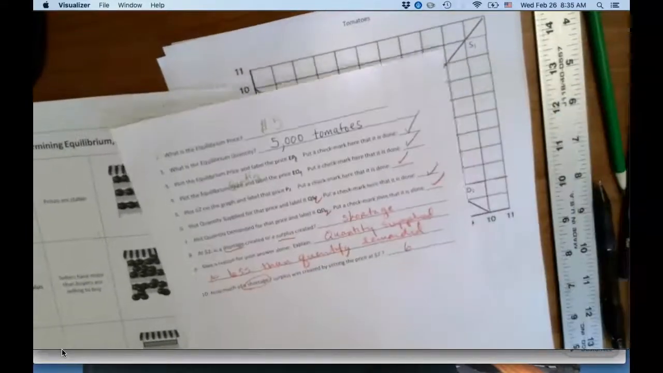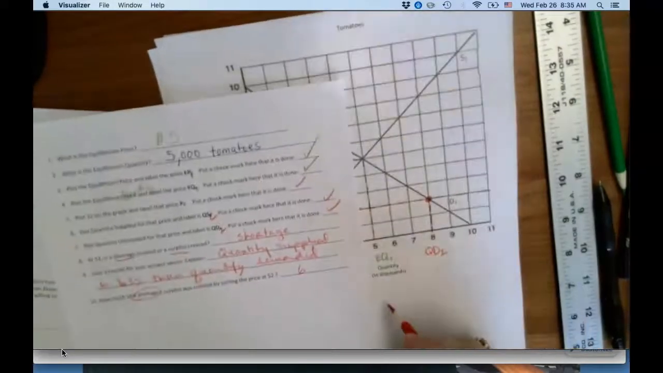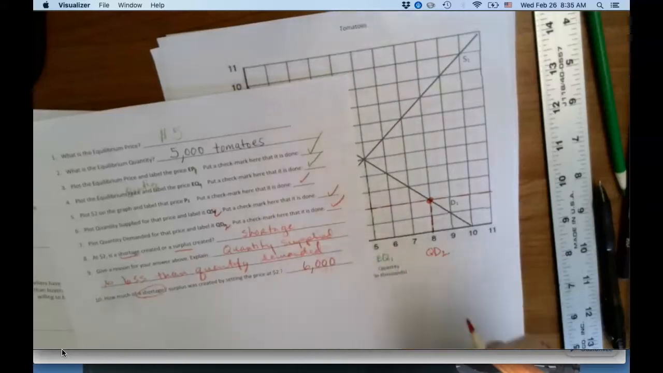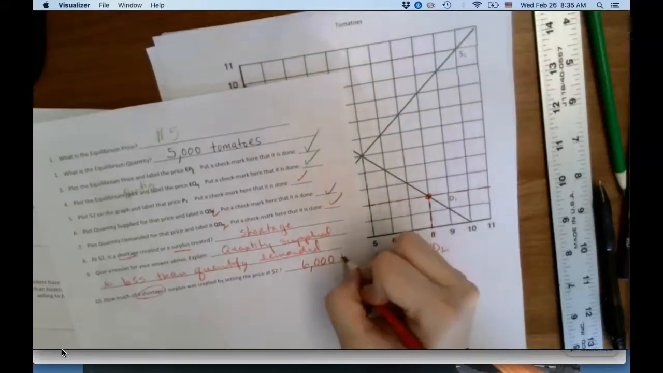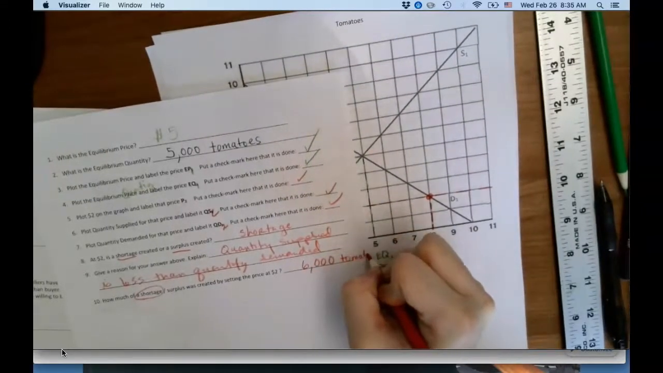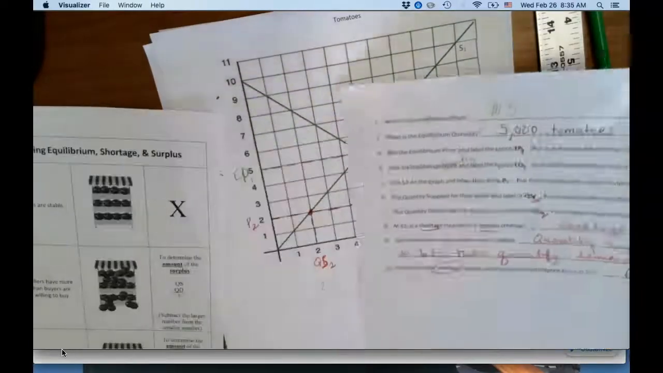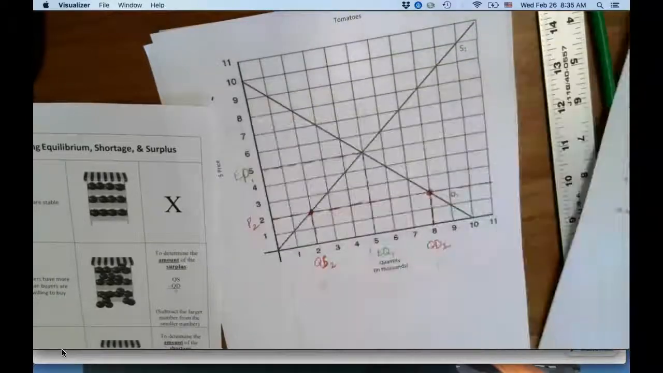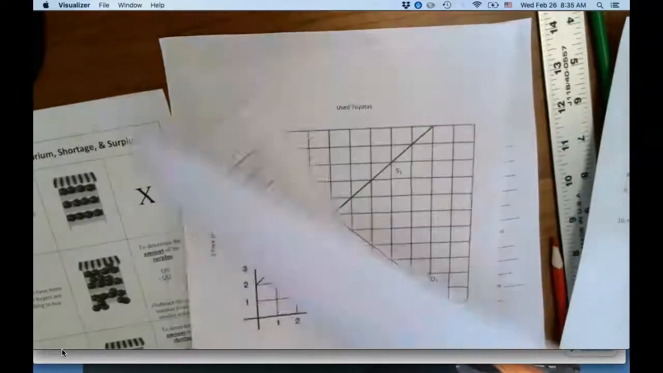Ooh, I messed up. That's in thousands. So the shortage is actually 6,000 tomatoes. Tomatoes. Okay, I would have lost points there. Okay, next, we're going to take it a little bit more complicated.